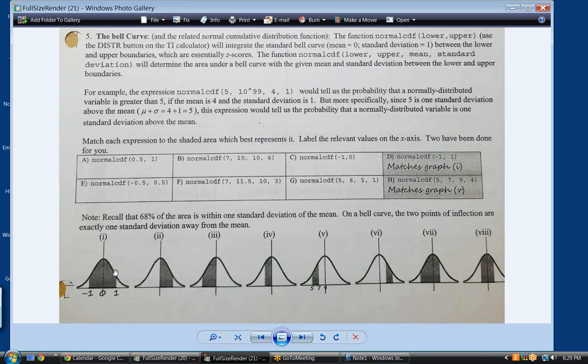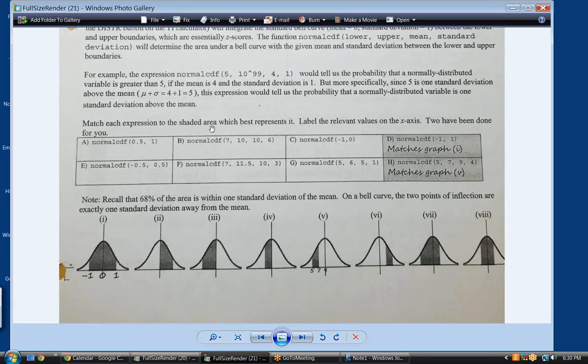That's interesting. This I did not know. That the 2 points of inflection are exactly 1 standard deviation away from the mean. So there's your inflection point right there and right there. And we can certainly see that it's concave down for most of that curve, and then it becomes concave up. Right.